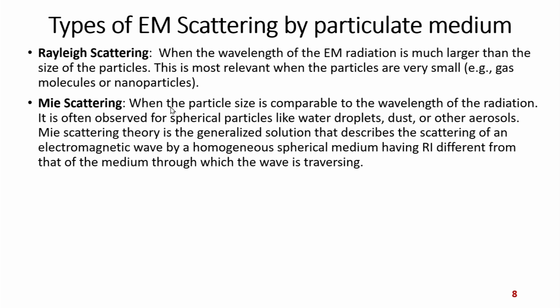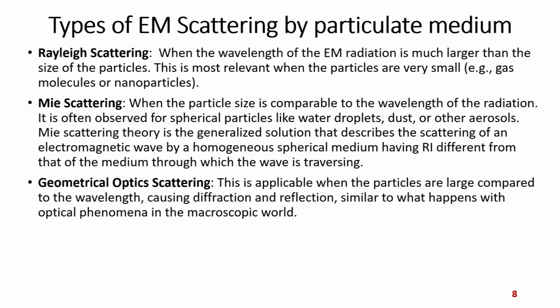So, here when the particle size is comparable to the wavelength of the radiation, this is called Mie scattering. It is often observed for spherical particles like water droplets, dust and other aerosols. Mie scattering theory is the generalized solution which describes the scattering of an electromagnetic wave by a homogeneous spherical medium, having a refractive index different from that of the medium through which the wave is traversing. The third one is geometrical optics scattering.